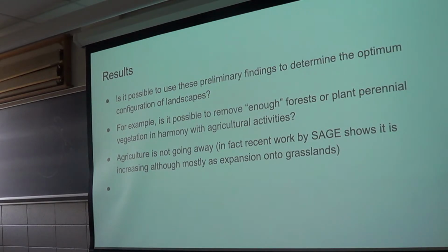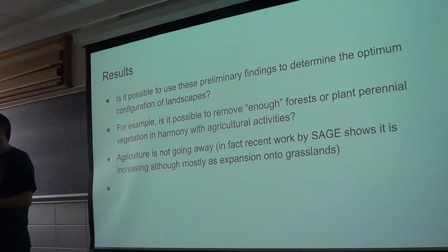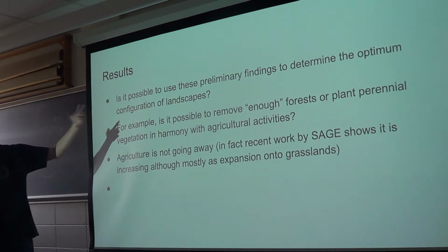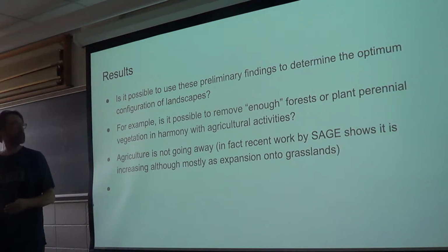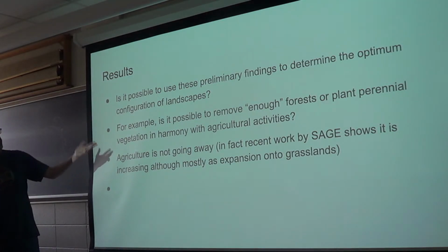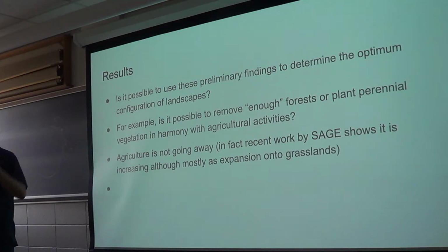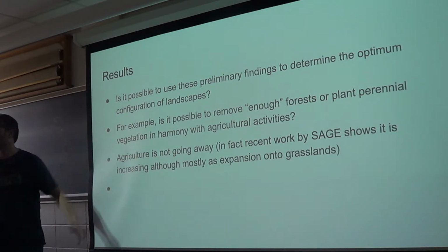Because we're always trying to figure out, should I leave this part of the landscape alone for forest for the next 20 years? Or should I be removing or expanding forest, etc.? So perhaps we could try to identify or answer some of those questions. For example, is it possible to remove what I call enough forest for agricultural activities, or plant perennial grass or forest areas in harmony with agricultural activities?